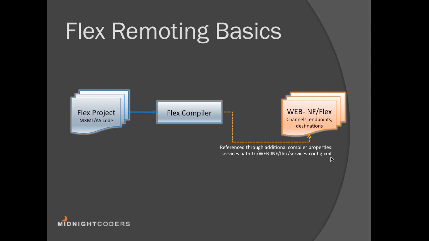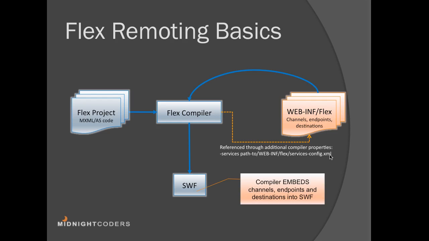When the application is compiled, the Flex project is fed into the Flex compiler, and the compiler also loads the configuration files from the path specified right here. As a result, you're going to get your SWF, which is a compiled Flex application. It is very important to remember that the compiler embeds all the information about channels, endpoints, and destinations into that SWF. So that information, by default, is not dynamic. It is statically embedded in the compiled application.